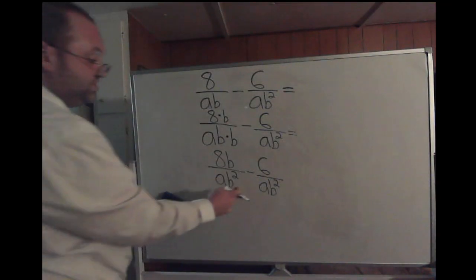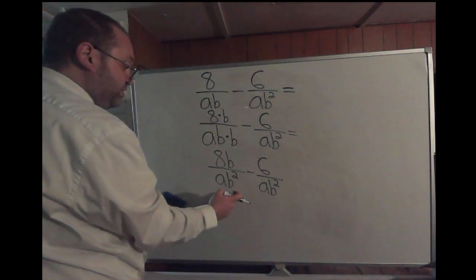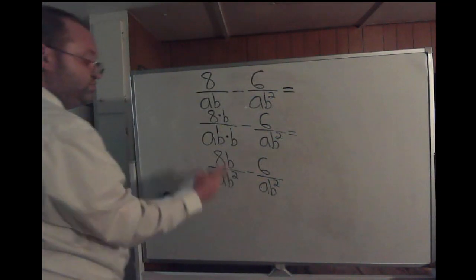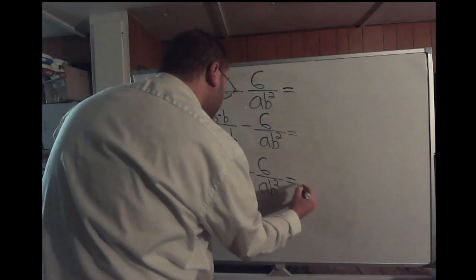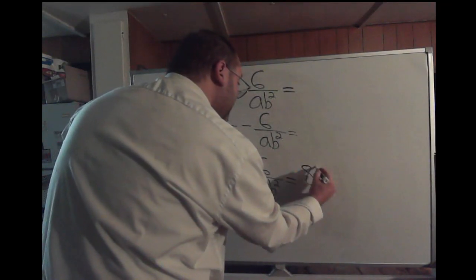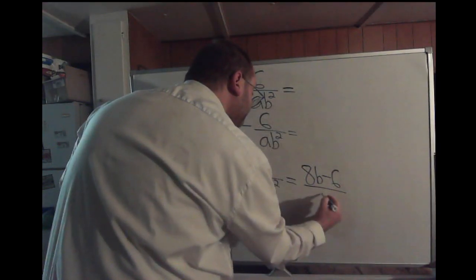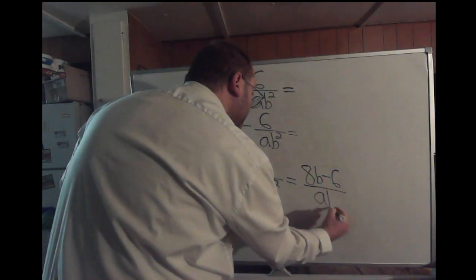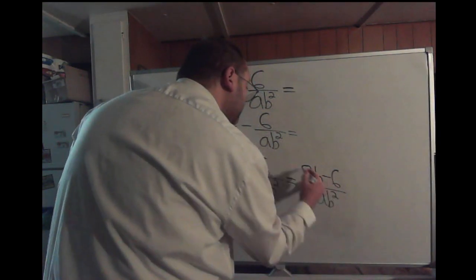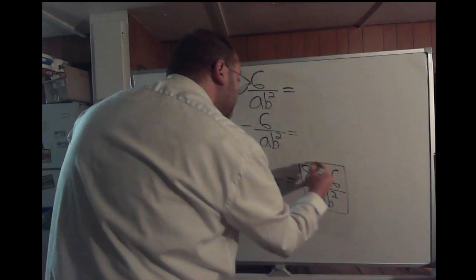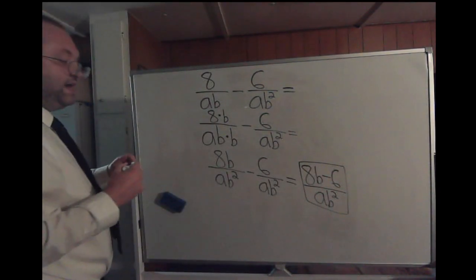Well, now we have the same denominator between both terms, the AB to the second. You can do the subtraction now. You'll end up having 8B minus 6 all over AB to the second. And it doesn't factor any further.